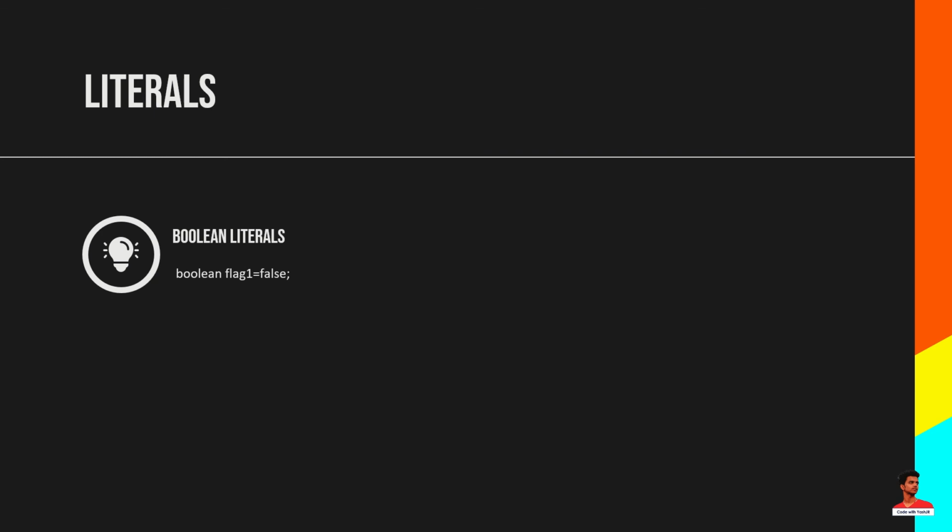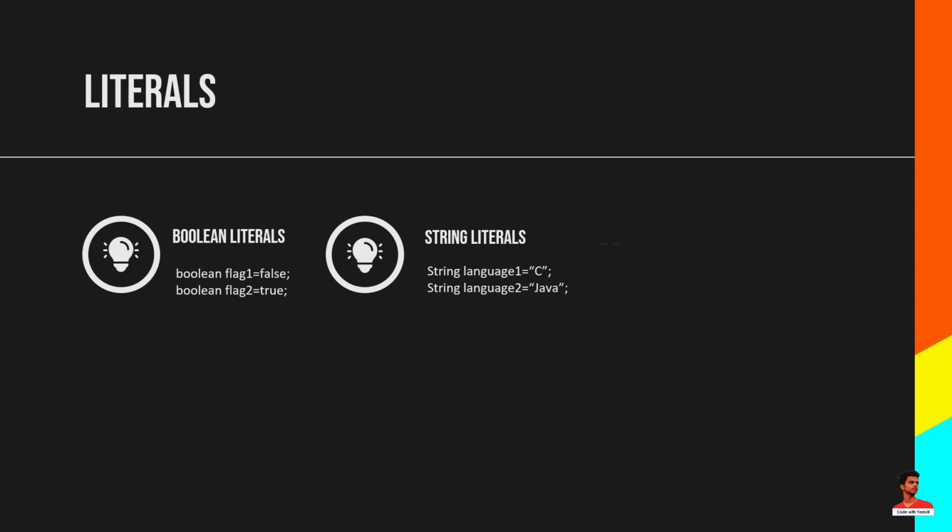In Java, Boolean literals are used to initialize Boolean data types. They can store two values, true and false. A string literal is a sequence of characters enclosed inside double quotes.